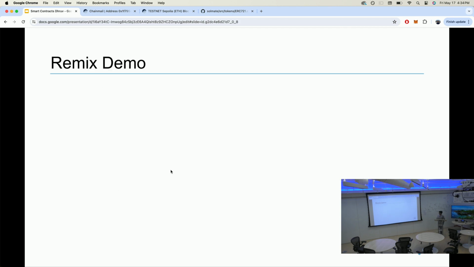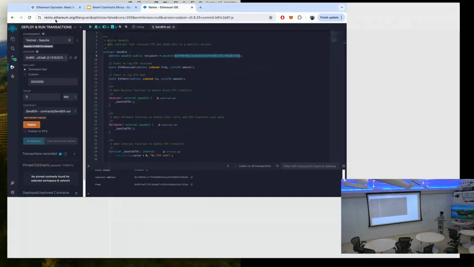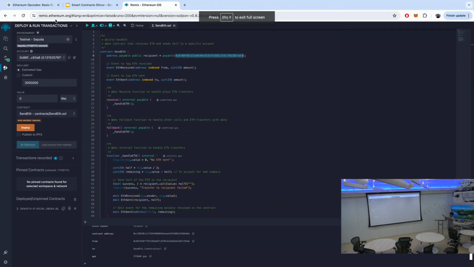And then what I saved for the end was a little demo of just a super simple smart contract and how you can interact with it on a platform like Remix. So, let's see. Okay, this is going to be kind of tough, so I'm just going to move a little bit so I can actually see this.